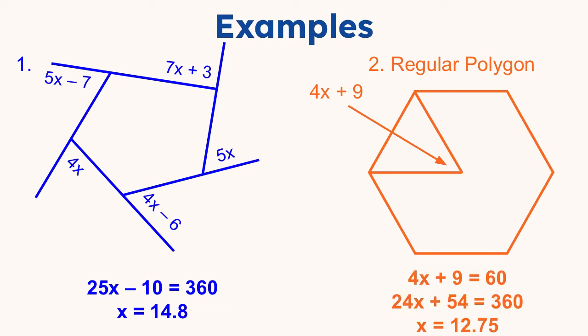So here's your two options for the equations. You could do 4x plus 9 equals 60. That's how big each angle is. Or you could multiply the angles by 6. So 4x times 6 is 24x, and then 9 times 6 is 54. Set that equal to 360 to get your answer.